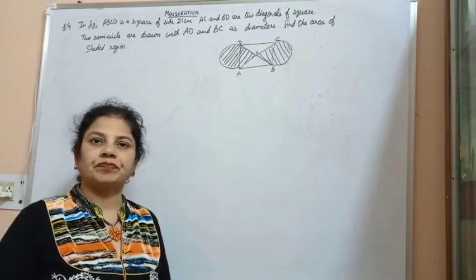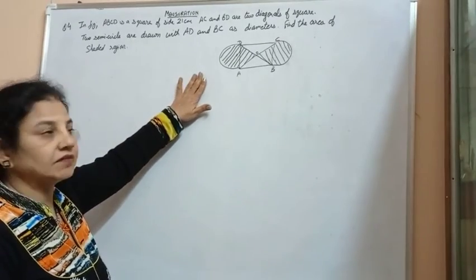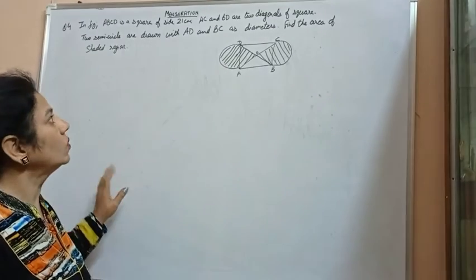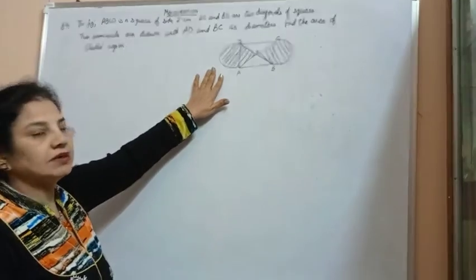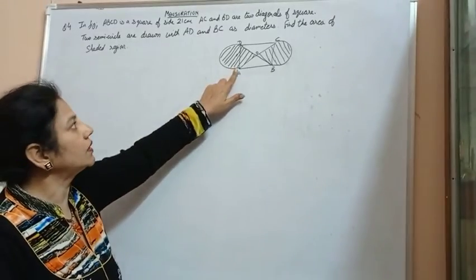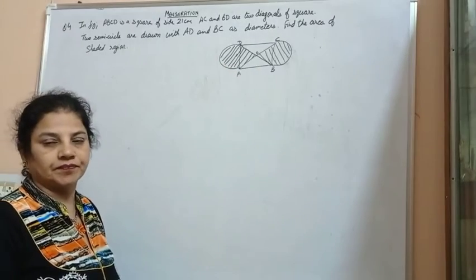In this question, ABCD is a square of side 21 centimeters given to us. AC and BD are the diagonals intersecting at O, and two semicircles are drawn on the sides of the square, AD and BC. We have to find the area of the shaded region.